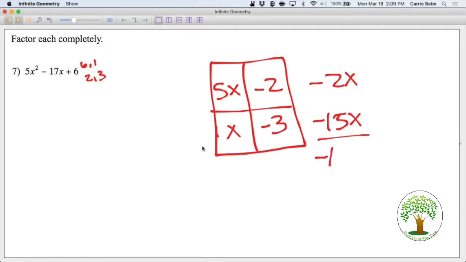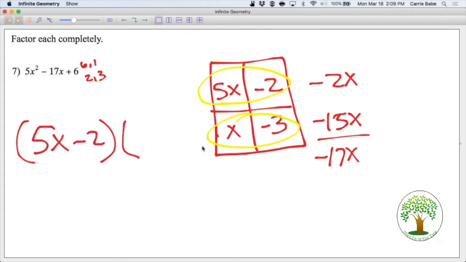Yes, so now I am ready. Those are my answers. Be careful: 5x minus 2 and x minus 3. We are factoring quadratics, and this time the coefficient in front of the x squared is no longer 1. It is something bigger.